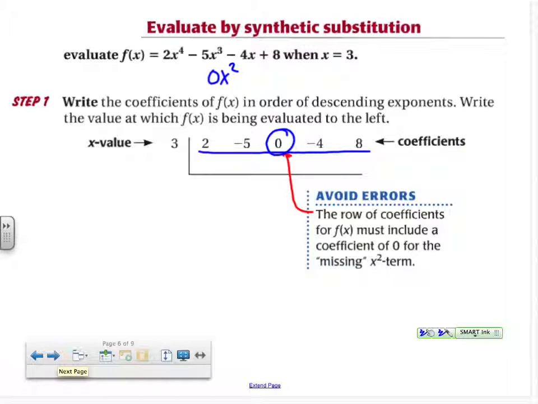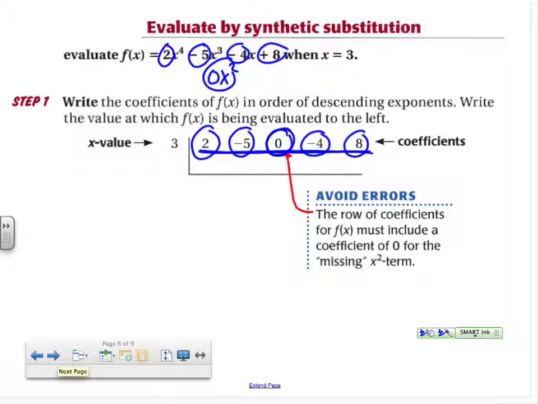All right? So these are our coefficients here. 2, negative 5, 0, negative 4, and 8. They all must be represented. All right? And right here we got what we are substituting in.